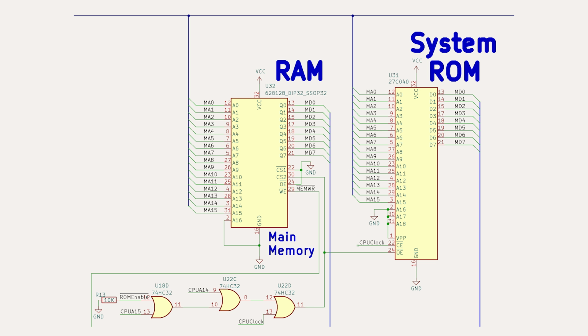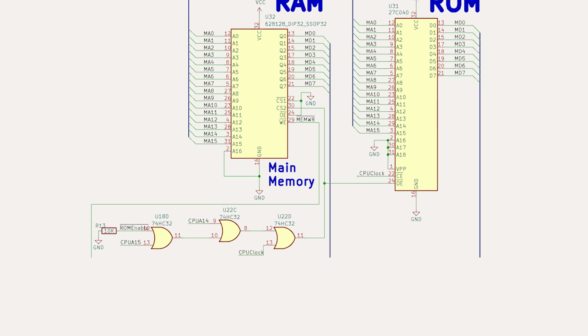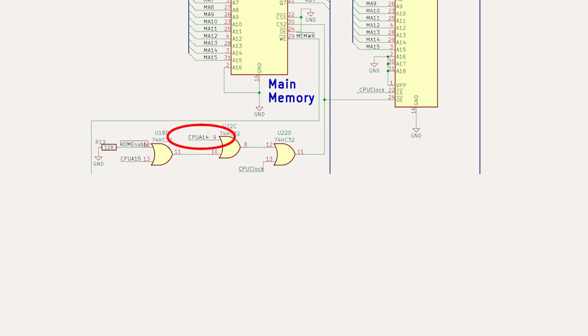Generally, only the CPU should access the system EEPROM. Chip-enabled bar is connected to CPU clock, which means it's asserted when the CPU has access to memory. For addresses from 0 to 3FFF hex, the CPU accesses the ROM, but for addresses above 4000 hex, it accesses the RAM. I've used CPU A14 and CPU A15 in these two OR gates to select the output from the ROM or the RAM while CPU clock's low.